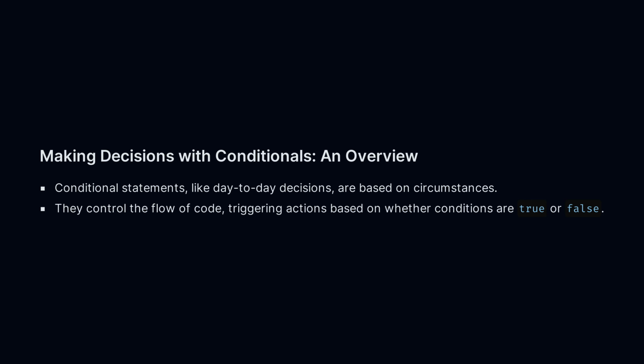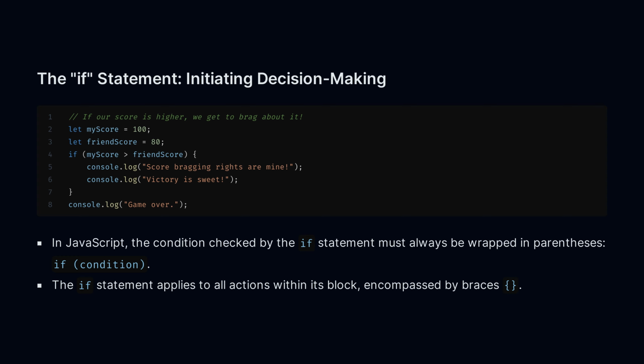Let's start by understanding what conditional statements in programming are. In essence, they are quite similar to the decisions we make each day based on circumstances. For instance, if it's raining outside, you decide to carry an umbrella. In programming, we make such decisions using conditionals. Think of the if statement as a kind of gatekeeper. It essentially says, if this condition is true, then do this specific action. It's as simple as choosing between chocolate and vanilla ice cream.